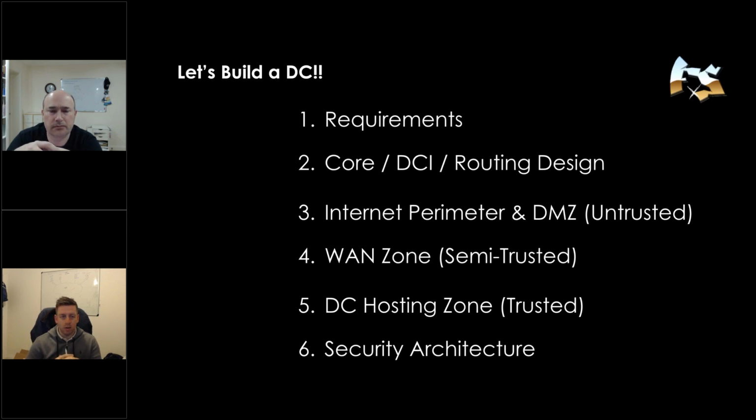We then have the WAN zone, so some customers might have a single MPLS link in their data center. Some customers might have an MPLS link, a VPLS link, an internet link, a 4G link to take multiple feeds, and there are different ways to deliver the WAN connectivity. So we'll talk a bit about that in the semi-trusted zone, and we'll try to highlight these as we go through. And then there's a DC hosting zone, which is where your applications are going to be hosted and accessed from the campus.